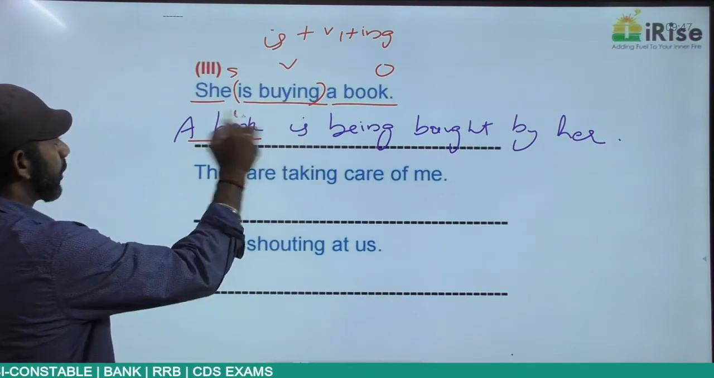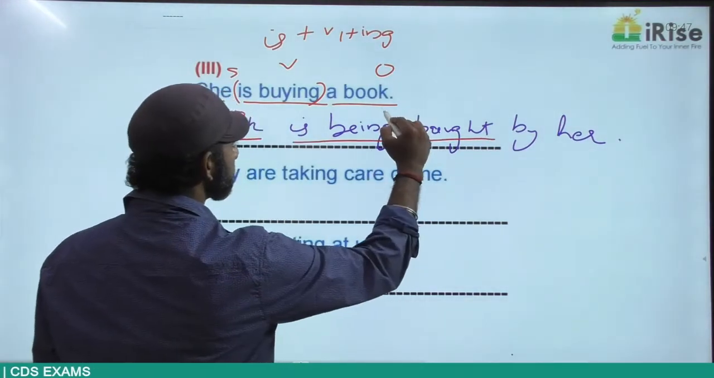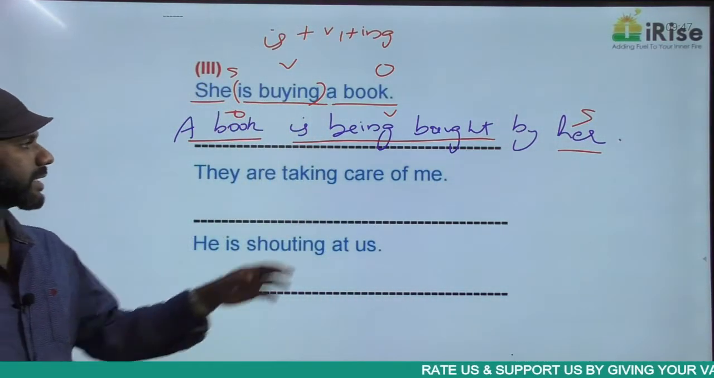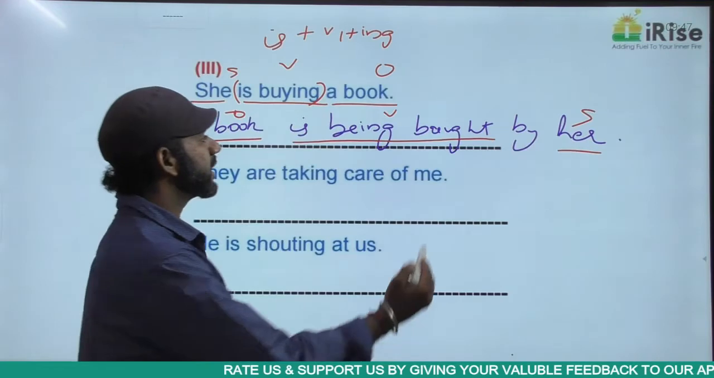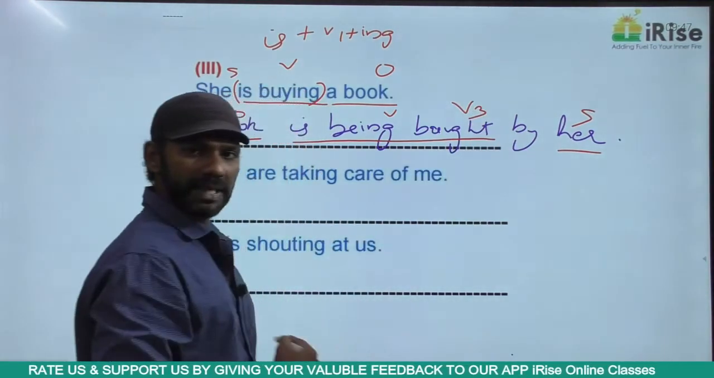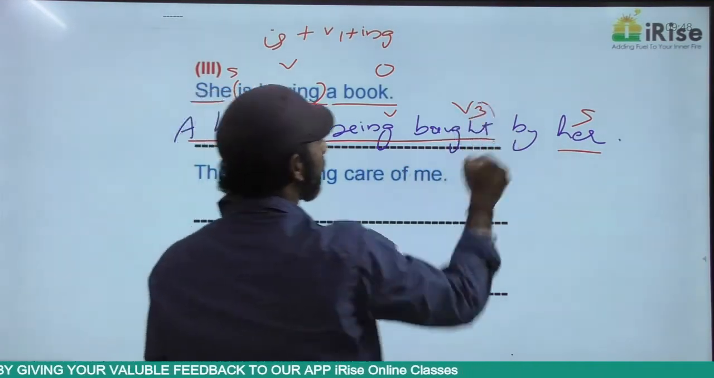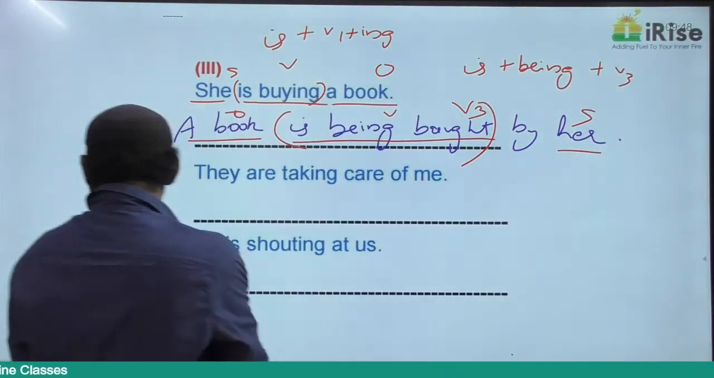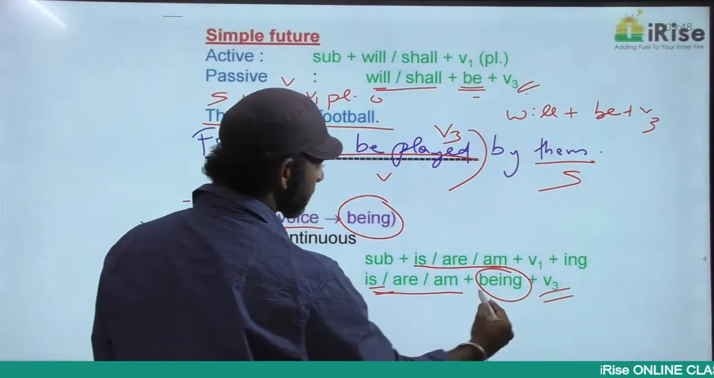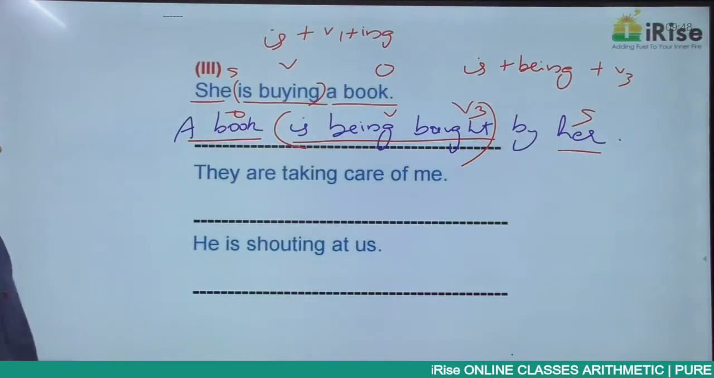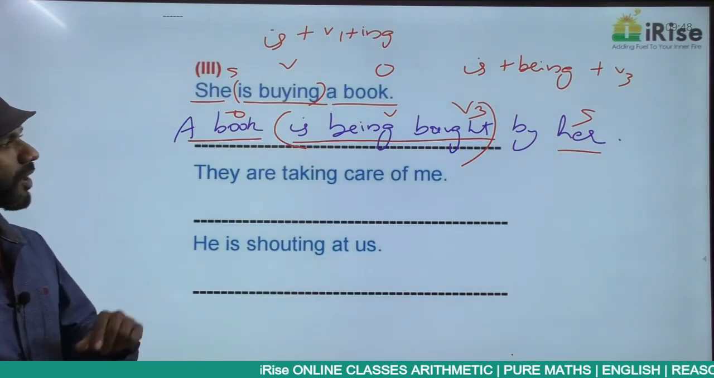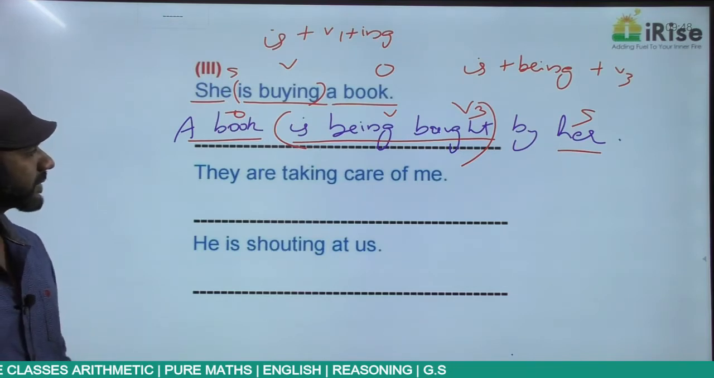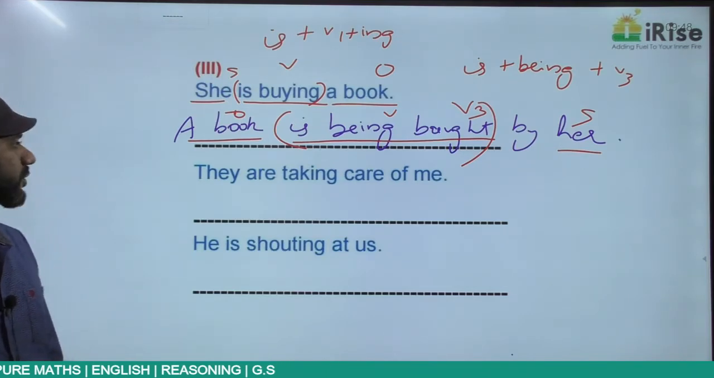A book is being bought by her. A book is the object. Is being bought is a verb here. Her is a subject. Object, verb, subject: passive voice. Bought in this sentence is in the V3 form because the sentence is in the passive voice. So is being bought is is plus being plus V3, and is plus being plus V3 is present continuous in the passive voice. So a book is being bought by her is present continuous passive voice. Clear?